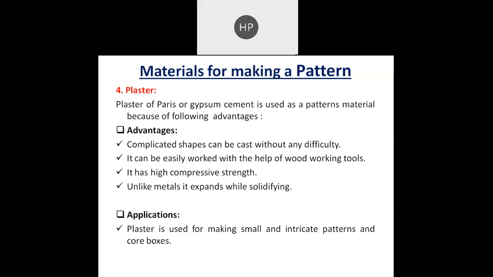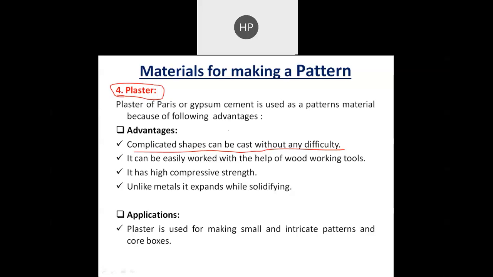Then the next one is plaster. Plaster of Paris or gypsum cement is used as a pattern material because of the following advantages. So complicated shapes can be cast without any difficulty. There are some very complex shapes, and those can be easily cast without any difficulty.